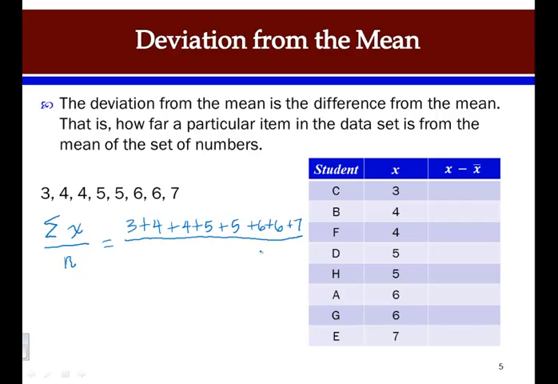all divided by 8, because there are 1, 2, 3, 4, 5, 6, 7, 8 values in our data. The numerator will add up to 40 if you add these values together. Divide that by 8, and that means our mean, which we know as x bar, is going to be 5.